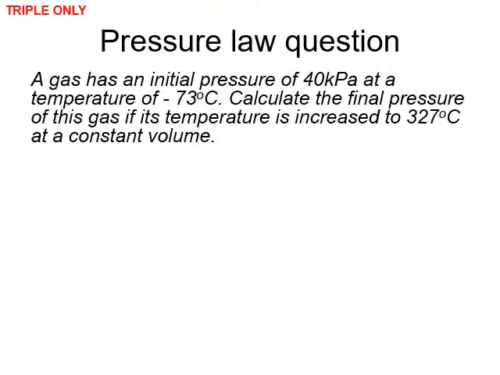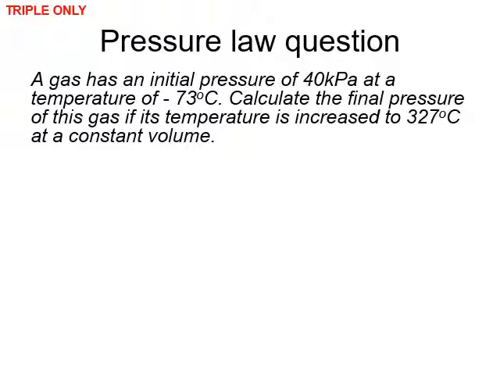Let's now try and apply the equation that we've just learnt to a question. A gas has an initial pressure of 40 kilopascals at a temperature of minus 73 degrees Celsius. Calculate the final pressure of this gas if its temperature is increased to 327 degrees Celsius at constant volume. Pause the video now and try and apply the equation we've just learnt in the last slide to this question.